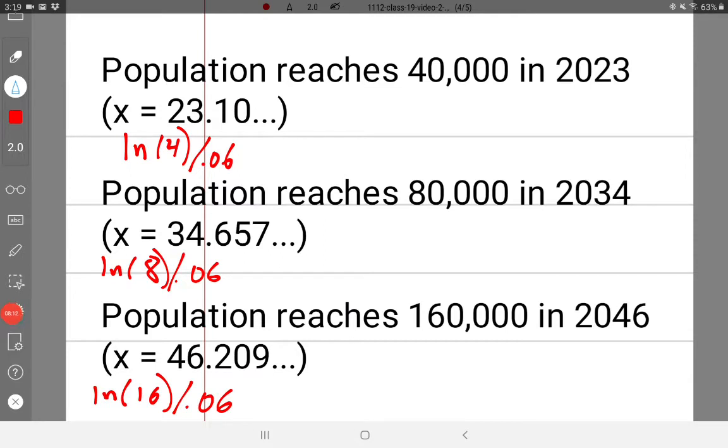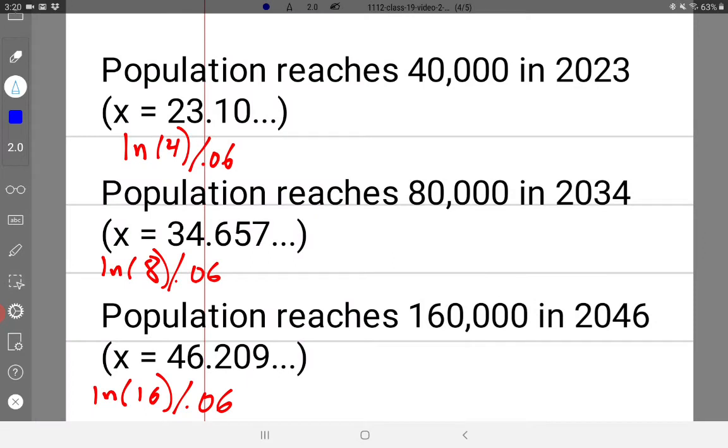So here are the results from those 3 questions. The population will reach 40,000 in the year 2023, and that comes from an x value of 23.1 or so. The population will reach 80,000 in 2034. That comes from an x of 34.6 or so. So I rounded that down to 34. More specifically, you can say the population will reach 80,000 a little bit past halfway through the year. And then the population will reach 160,000 just after the beginning of 2046.